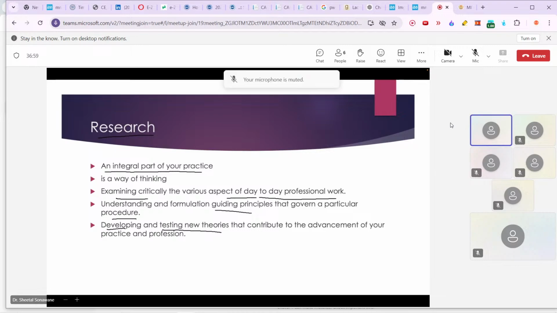Let us say, earlier in Pune on the Satara road, BRT had been introduced, but it failed, right? Why? Because it had not been examined critically, starting from the first phase. So that's why, in day-to-day professional work, there has to be a critical examination to start with, or to come up with the motivation to solve a certain problem. So this is very important. Understanding and formulation of guiding principles that govern a particular procedure.